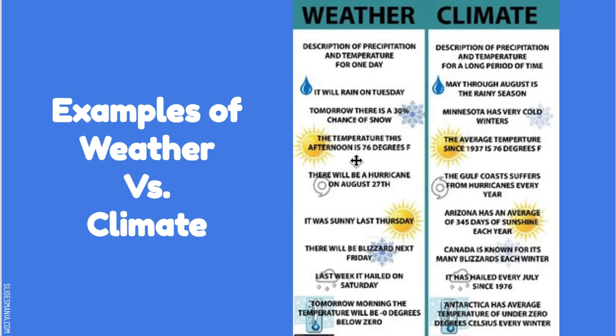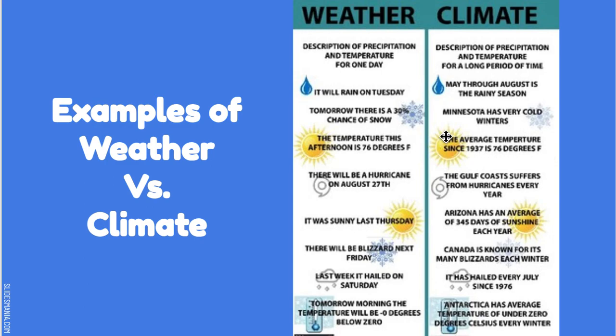The temperature this afternoon is 76 degrees Fahrenheit. This is an example of weather. Now notice they talk about temperature and they talk specifically about this afternoon. On climate, on the other hand, you notice they also talk about temperature, but not just the temperature of a specific day, but the average temperature for a long period of time. In this scenario, they say average temperature since 1937. So this is 76 degrees Fahrenheit.